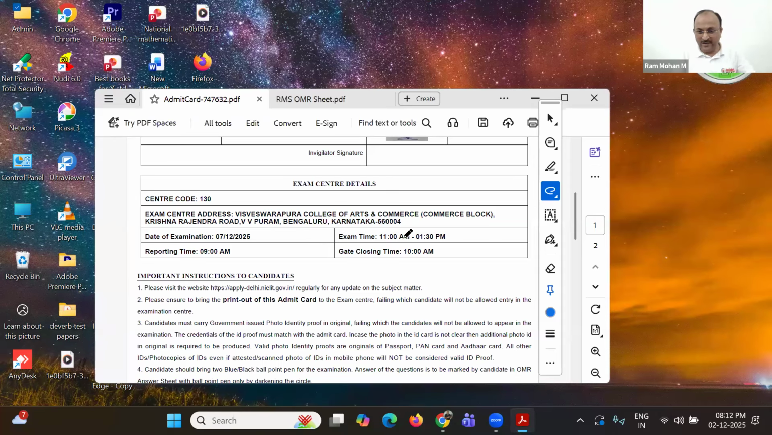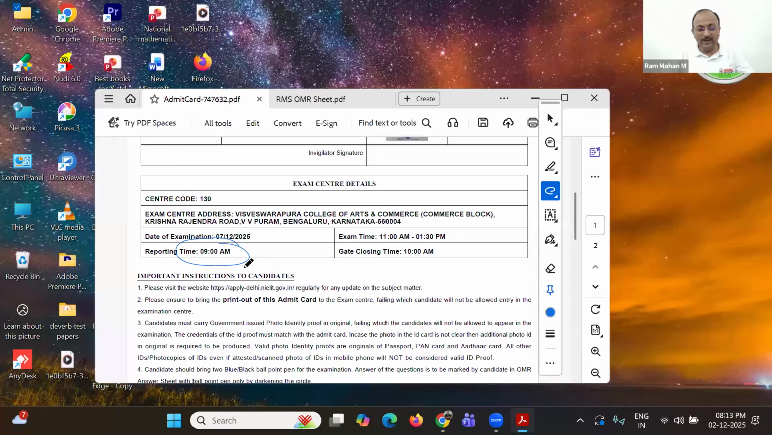The exam timing is 11 a.m. to 1:30 p.m. Reporting time is 9 a.m. They said you should go to the exam center at this reporting time. In the next 3-4 days, tell your parents to go to this center, check where it is and come back, so that it will save you time.